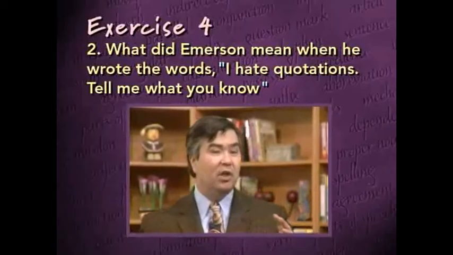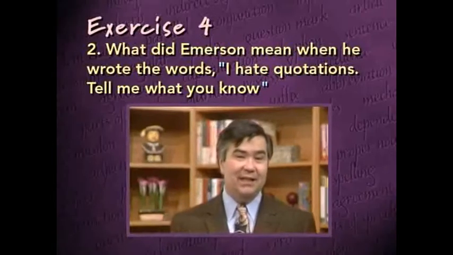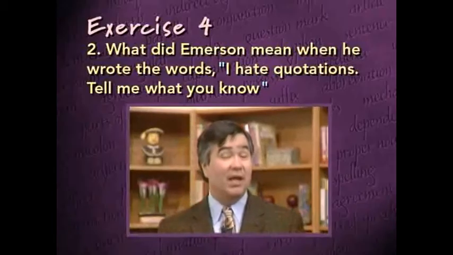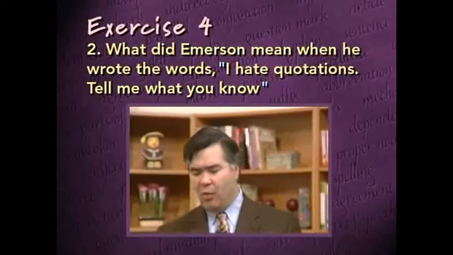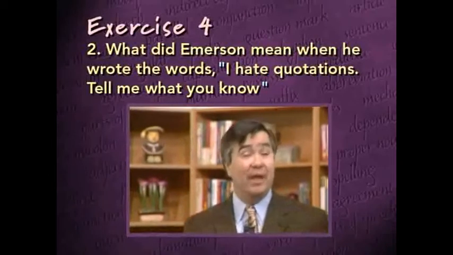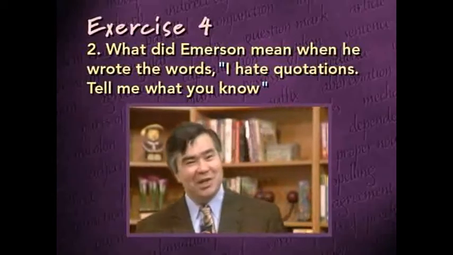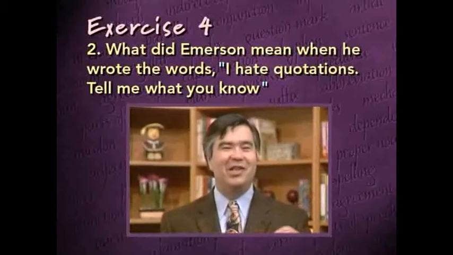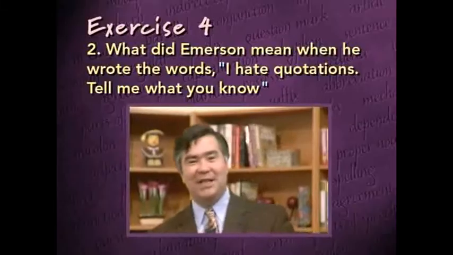Now, what about the closing punctuation for the entire sentence? What kind of sentence is this? Well, if you think about it, you can see that the sentence is an interrogative sentence. It's asking a question. What did Emerson mean when he wrote the words blah, blah, blah? What did he mean? It's asking a question. So we need to end the entire sentence with a question mark. So then we have to figure out, where does the question mark go in relation to the quotation marks? Does it go inside the quotation marks or outside them?